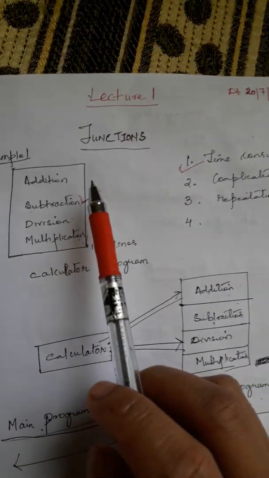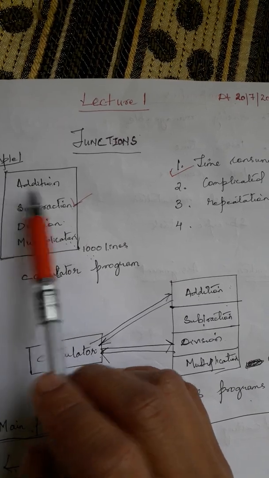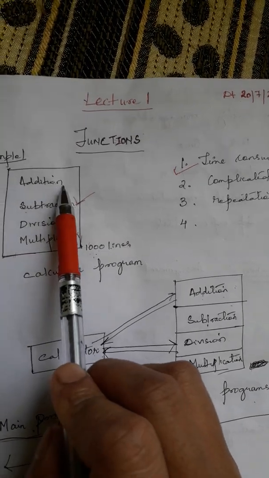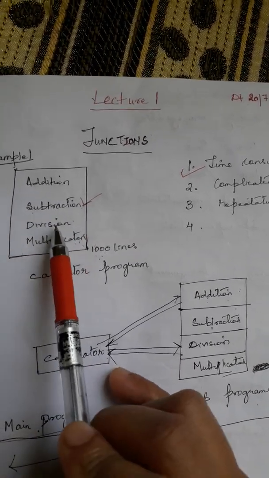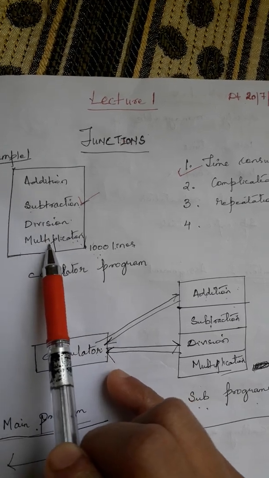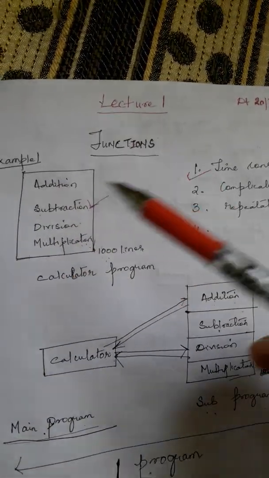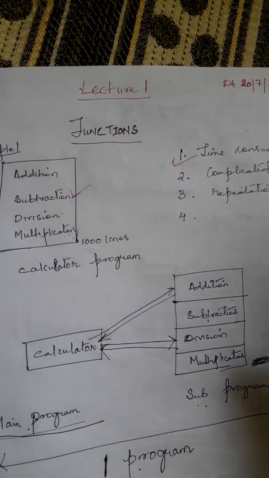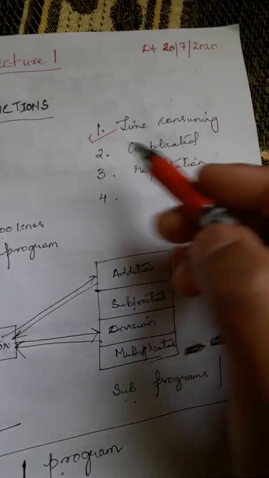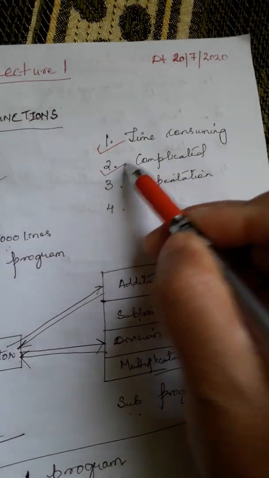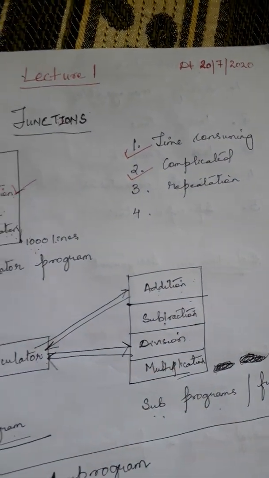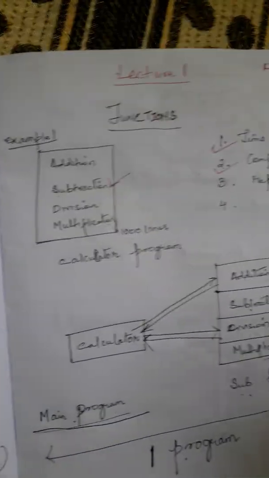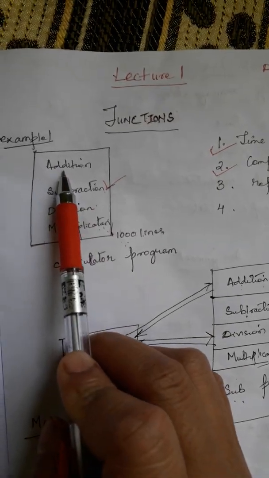Besides that, there will be so many loops here. You have a loop for the addition operation, a loop for subtraction, a loop for division, and a loop to redo the program over and over again. So when you have too many loops inside a program, your program can become very, very complicated. Right?